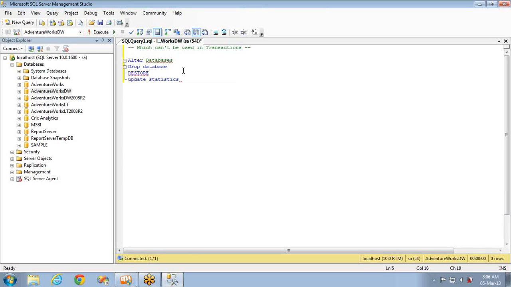There are a couple of other things like this, like DROP FULLTEXT INDEX and ALTER FULLTEXT INDEX, and so on. You just need to keep in mind that it's not possible to write all the T-SQL statements in transactions. So this is about transactions, and let's jump into concurrency.